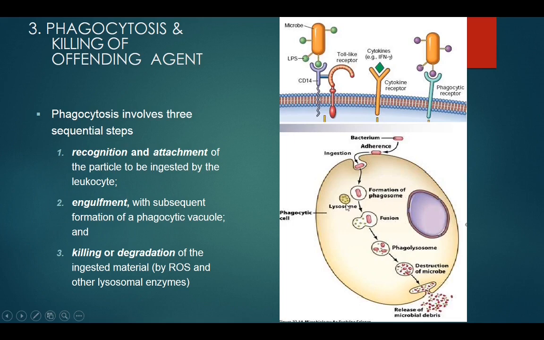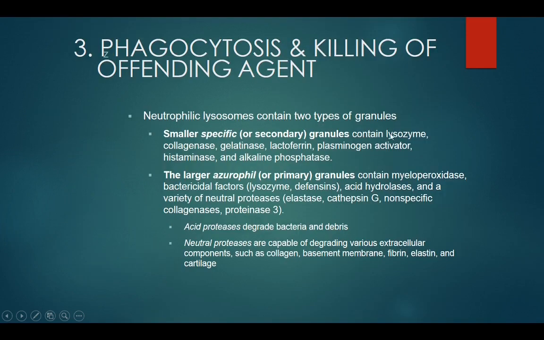So the phagosome and lysosome will combine. It will lead to fusion and form phagolysosomes. Then these microbes will be destroyed, and the microbes will be released outside as debris, and the macrophages and other cells will eat it up. So it happens like this: recognition and attachment, then engulfment, like eating up, and then killing and degradation of the ingested material, mostly by reactive oxygen species and other lysosomal enzymes. Then phagocytosis and killing of offending agents.